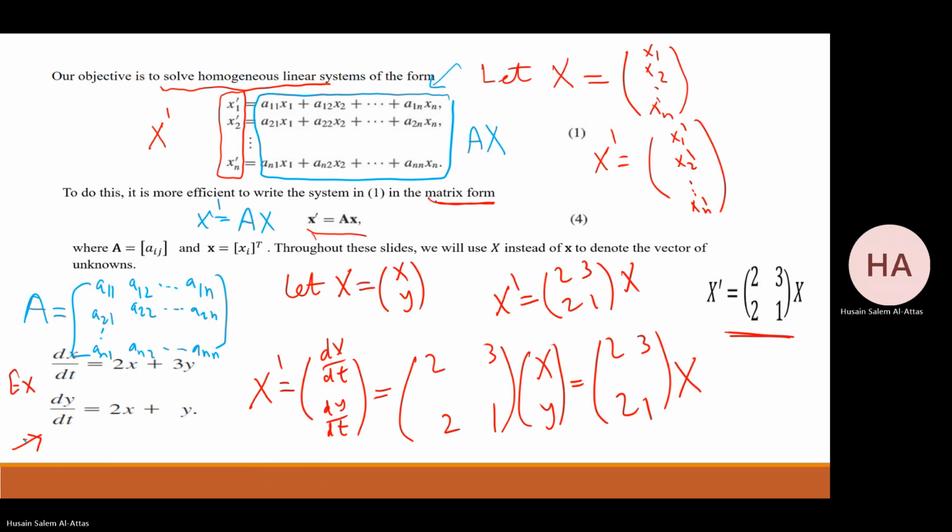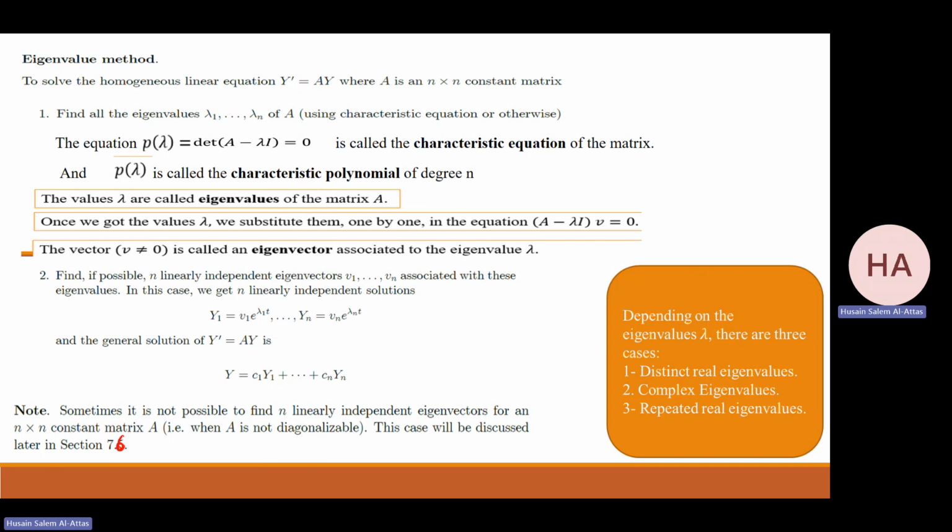By the way, if you look at these coefficients, these are just numbers, so I have constant coefficients. Now we'll talk about how to solve this homogeneous linear system where A is an n by n constant matrix, meaning all of its elements are constants.